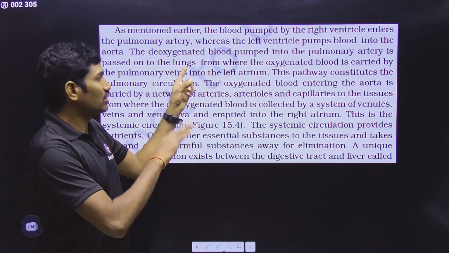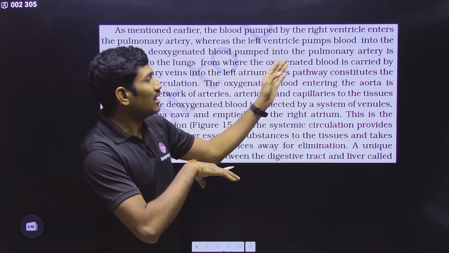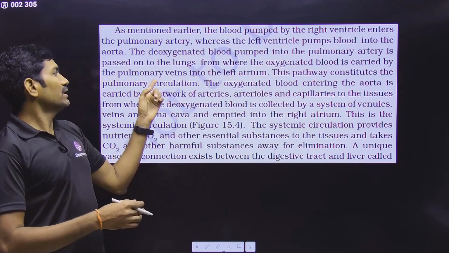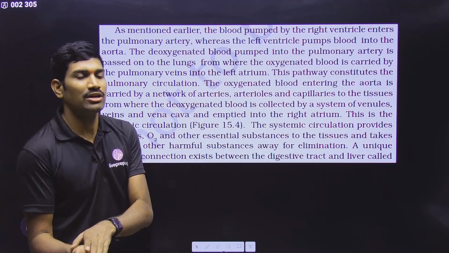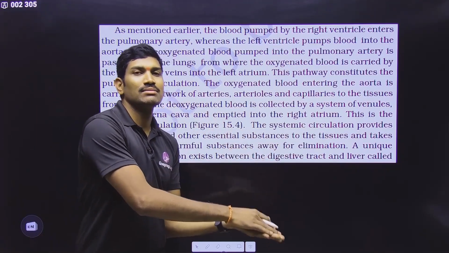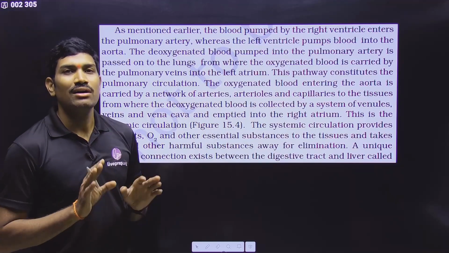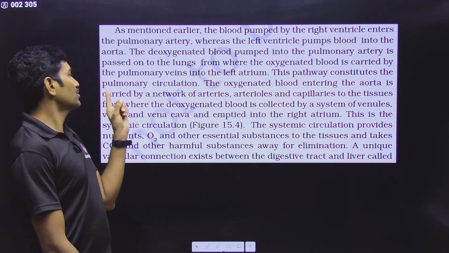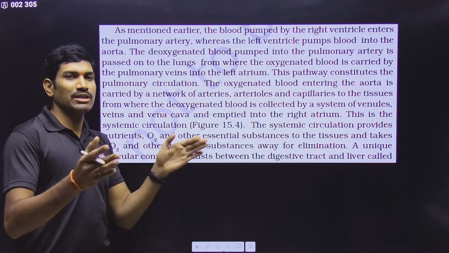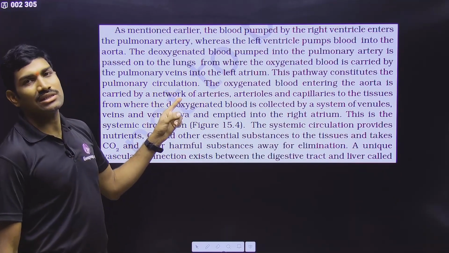From the heart it is going to the lungs, from where oxygenated blood is carried by the pulmonary veins to the left atrium. So in this way, blood from the heart goes to the lungs, and from the lungs it comes back to the heart. This is what they are saying in simple terms. This pathway constitutes pulmonary circulation. So this particular part is called pulmonary circulation.